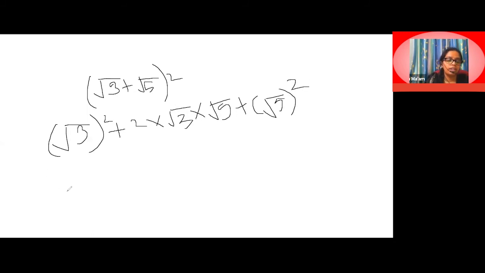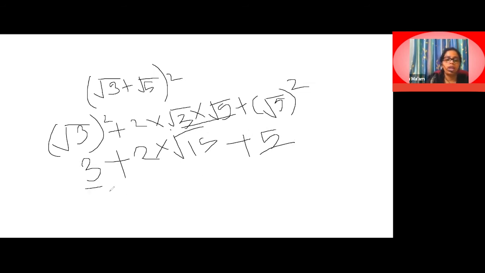So what will root 3 square be? It will be 3, because root 3 into root 3 will be 3. I can multiply two irrational numbers whether they are like surds or unlike surds. So these are unlike surds, but I can multiply unlike surds. So this will be root 15, and then 5. Now this and this are rational numbers, so I can add them. So this will be 8 plus 2 root 15. This is how you have to solve if you have something like this.